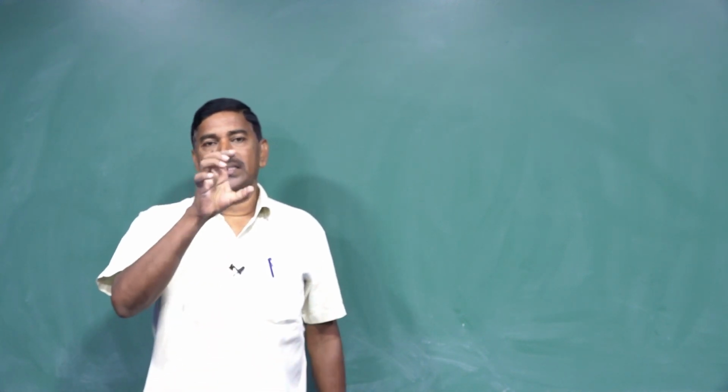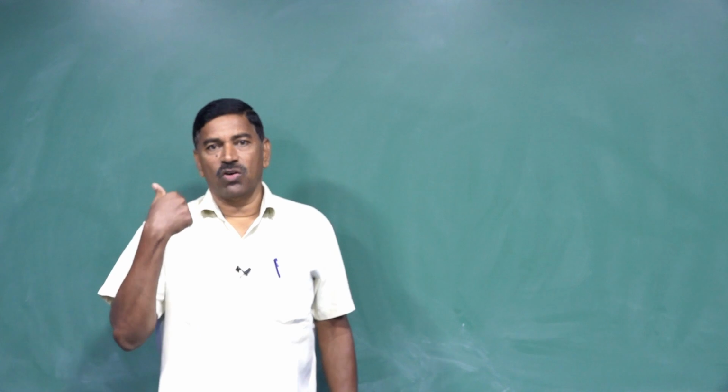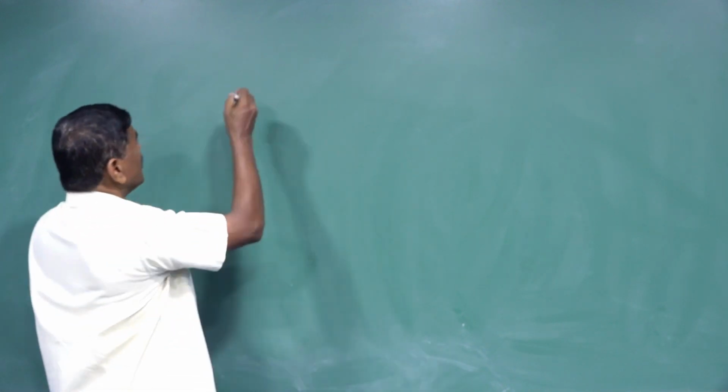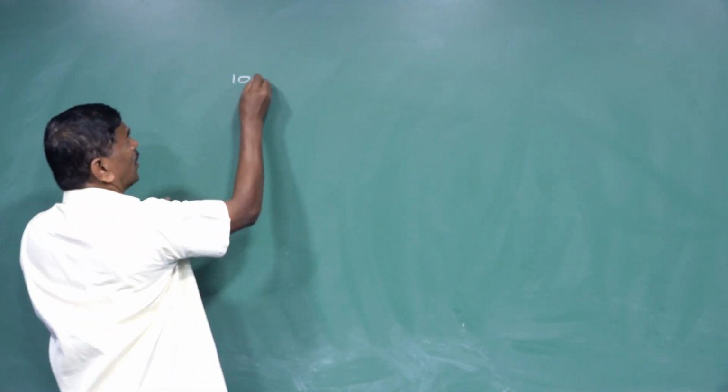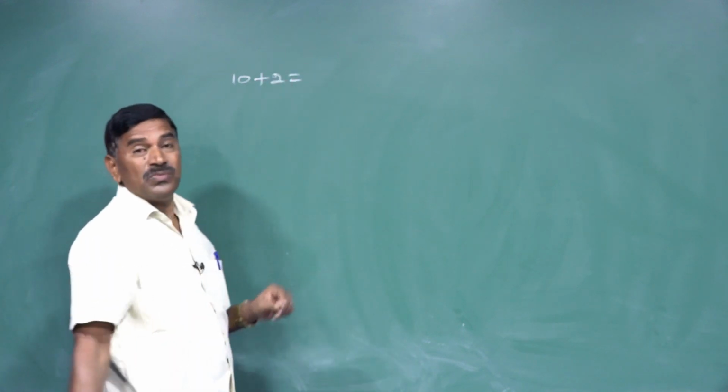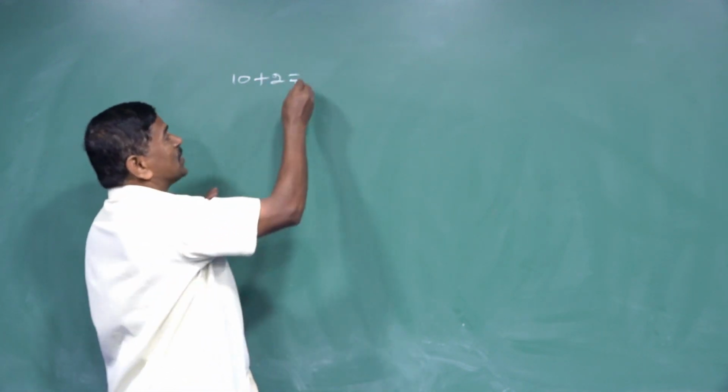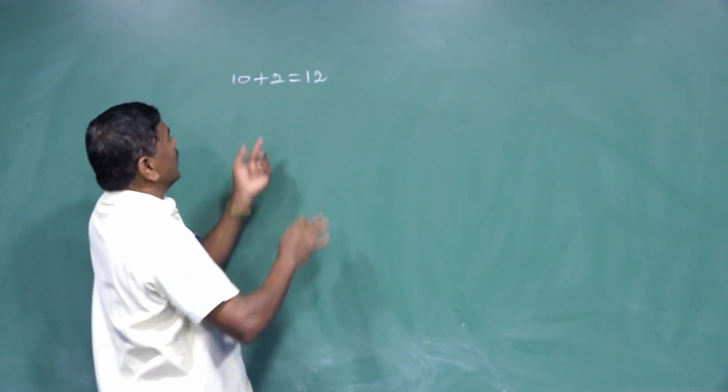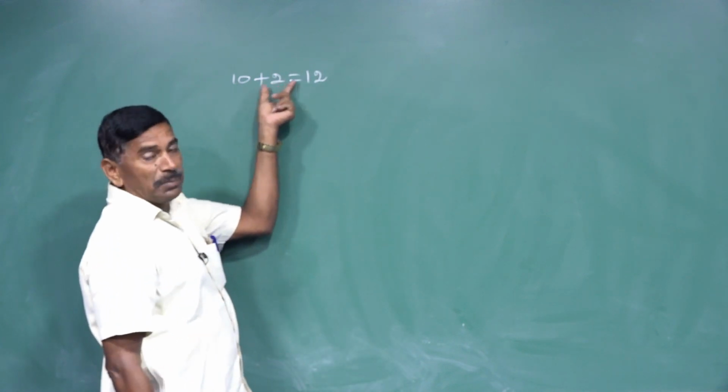Listen, to learn exercise 8.3, we need the following concept. First of all, say for example, can you tell me what is 10 plus 2? Yes, 10 plus 2 is equal to 12. Okay, addition of two real numbers is possible.